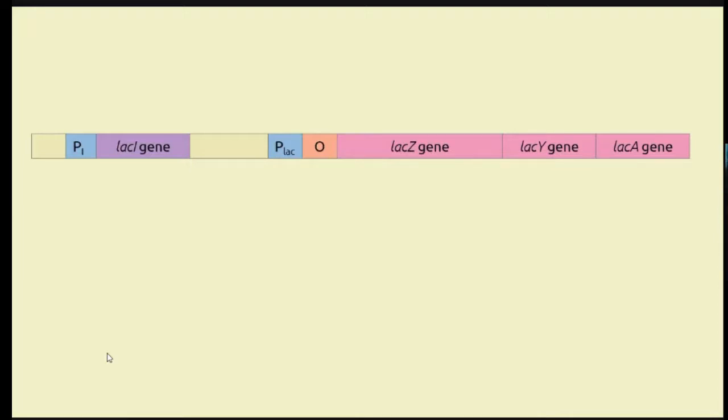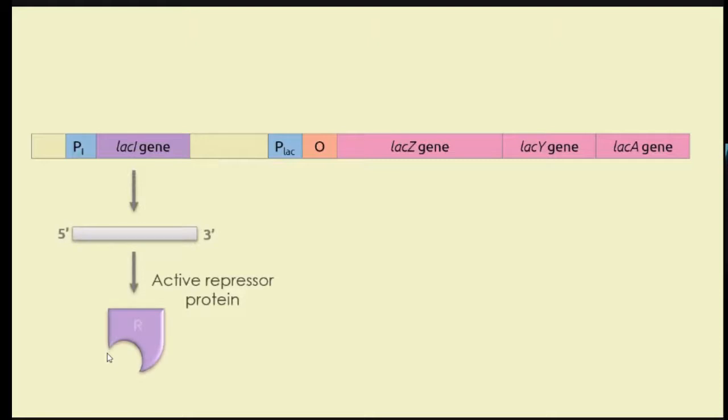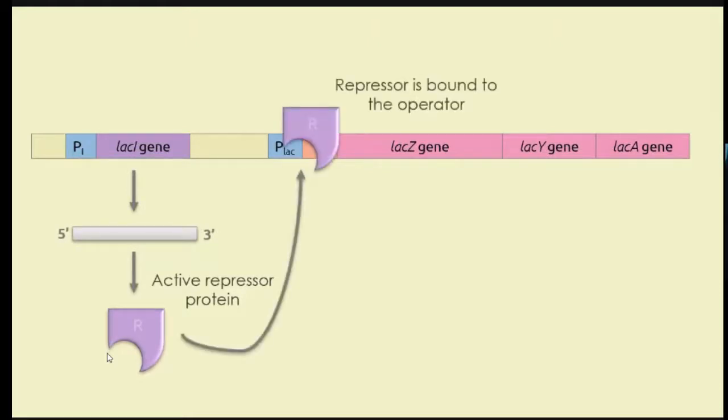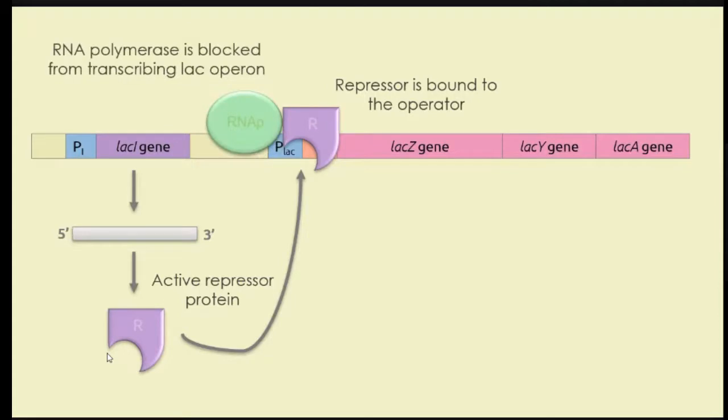So, sabi daw, yung repressor protein, it negatively regulates the lac operon. And the repressor protein is bound to the operator. Once the repressor is bound to the operator, the RNA polymerase is blocked from transcribing the lac operon. Hindi siya makakagalaw. Hindi makakagalaw yung lac operon. And kailan to nangyayari? Kailan na-repress ang lac operon?